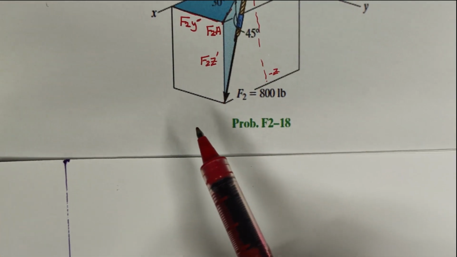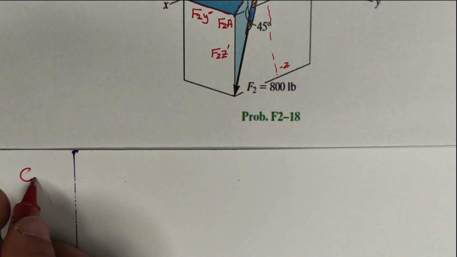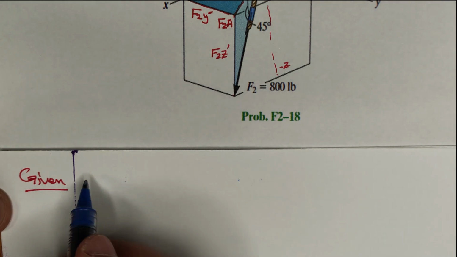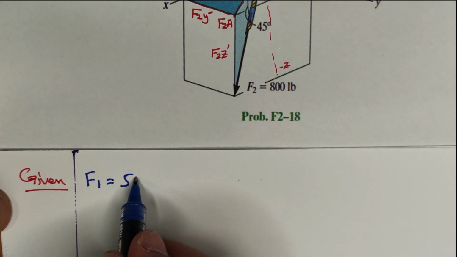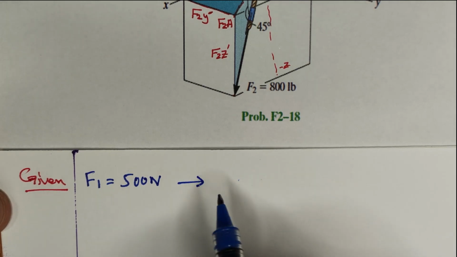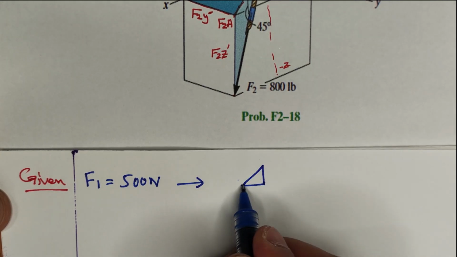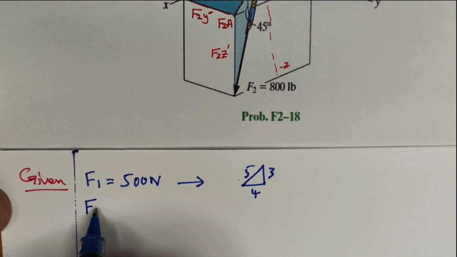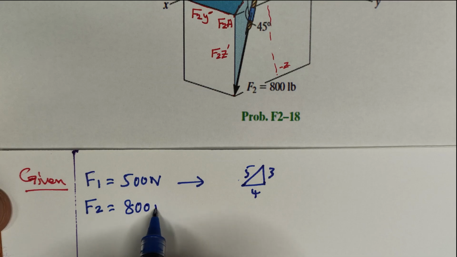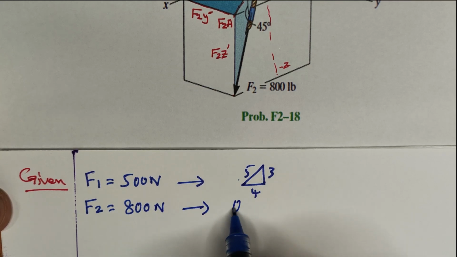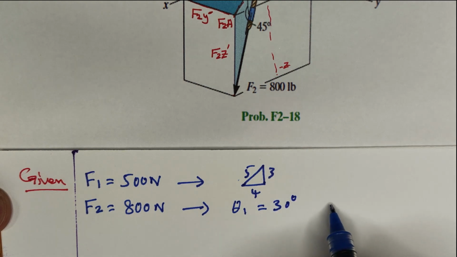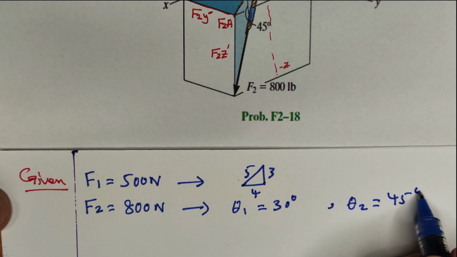So the first step that we're going to do is to write down what is being given. So what is being given to you in the question? We know that F1 is equal to 500 Newton. Associated with it, special triangle 3, 4, 5 or similar triangles. We know that F2 is equal to 800 Newton. Associated with it, theta 1 is equal to 30 degrees. Also theta 2 is equal to 45 degrees.